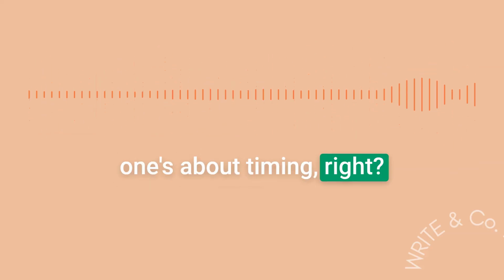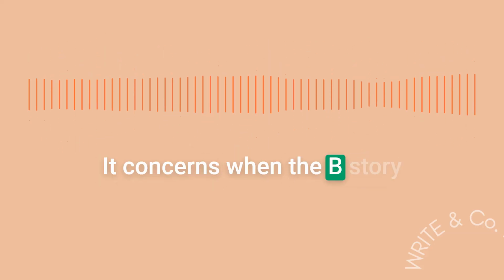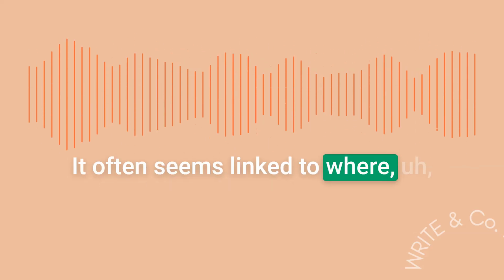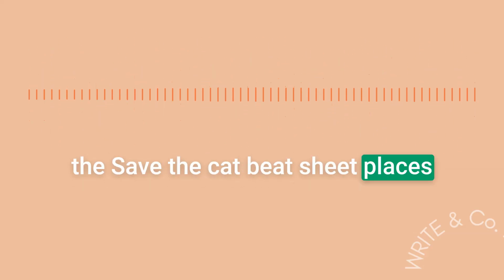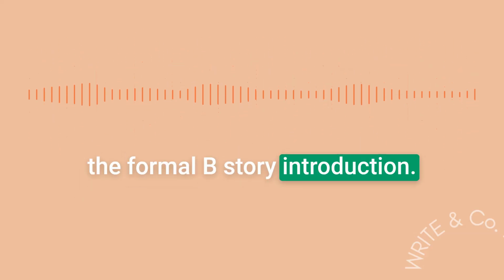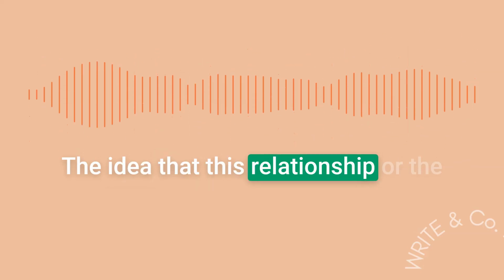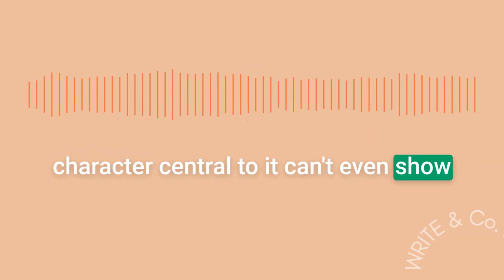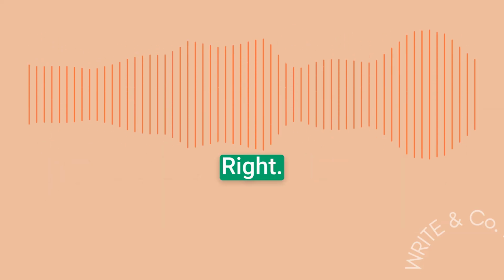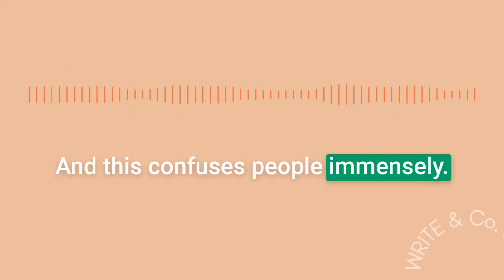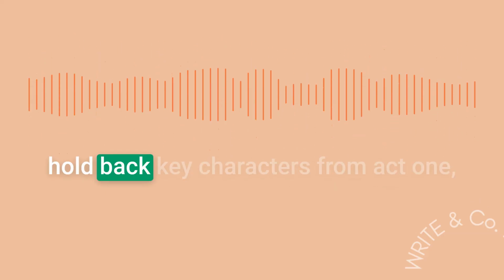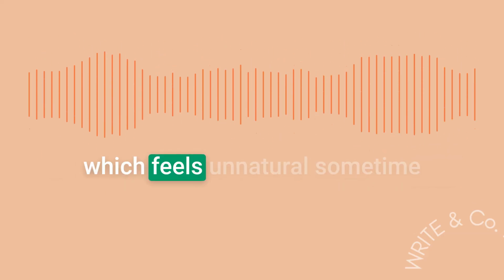This one's about timing, right? It concerns when the B story character gets introduced. It often seems linked to where the Save the Cat beat sheet places the formal B story introduction. The idea that this relationship or the character central to it can't even show up until after the break into Act 2. Right, and this confuses people immensely because they think they have to, like, hold back key characters from Act 1. Which feels unnatural sometimes.